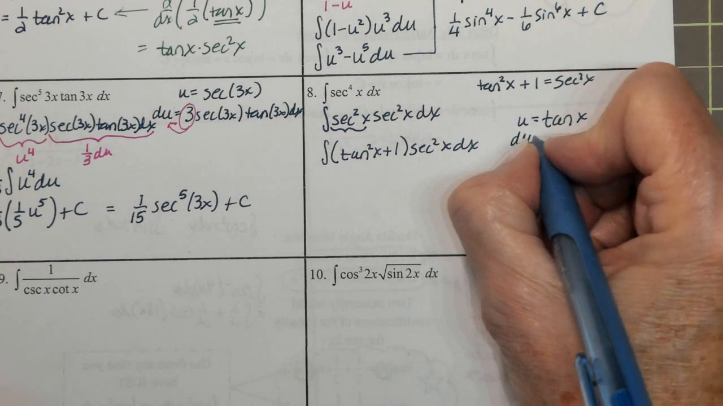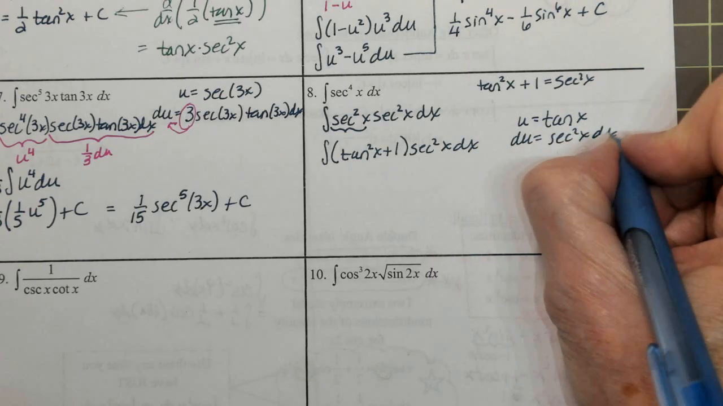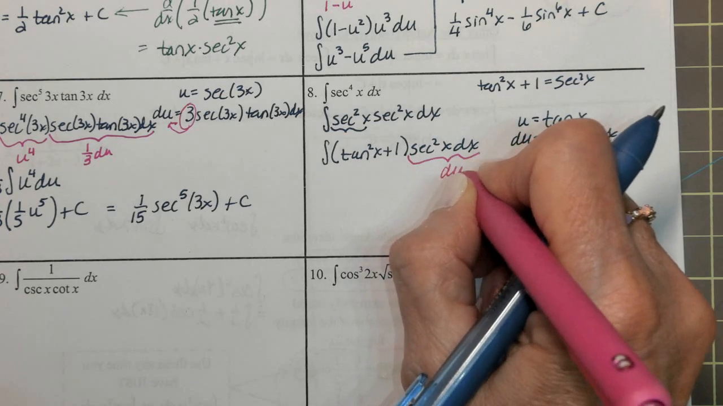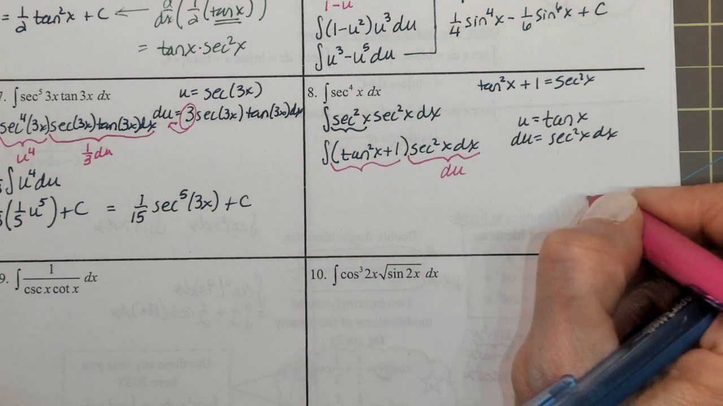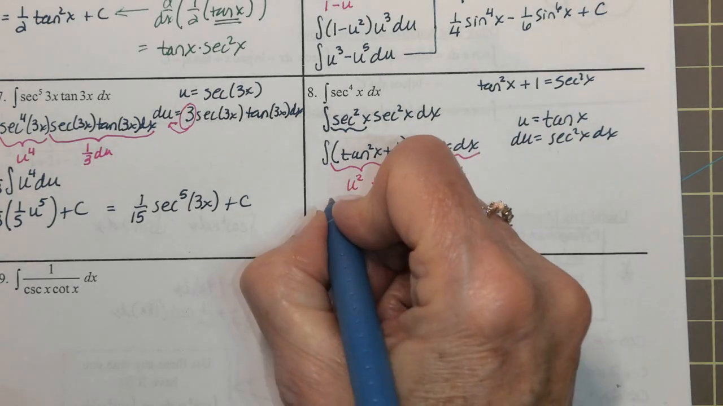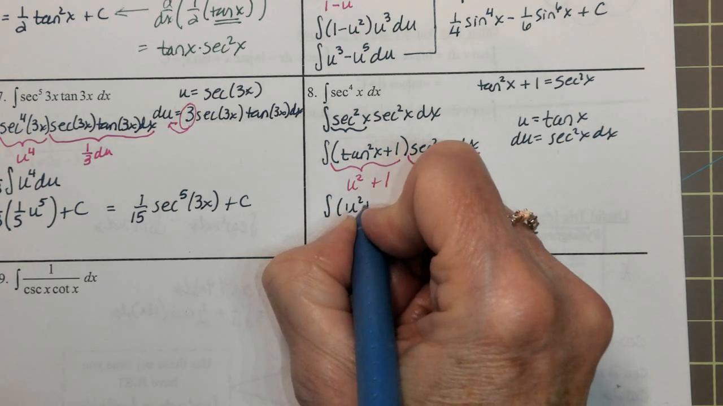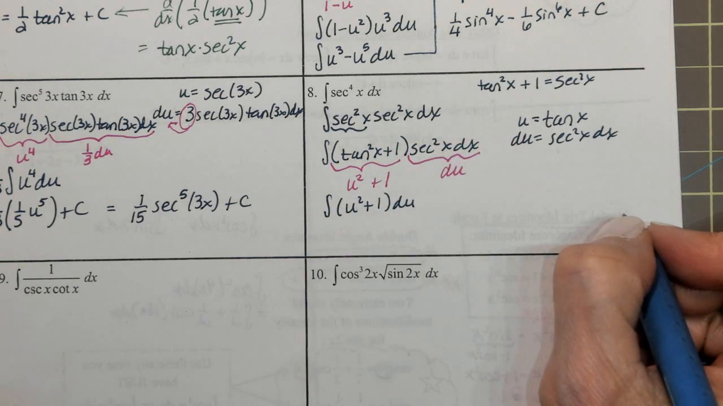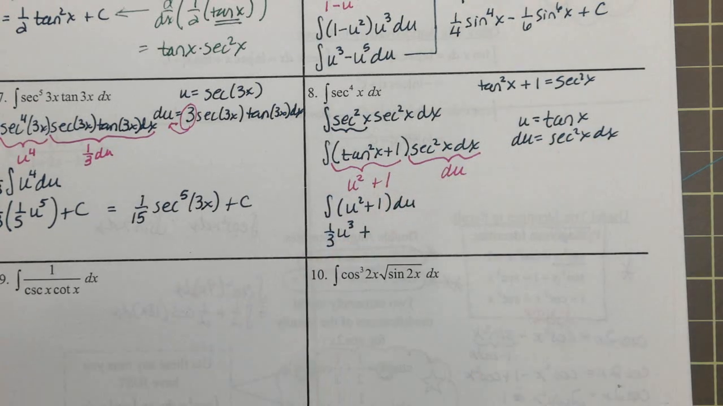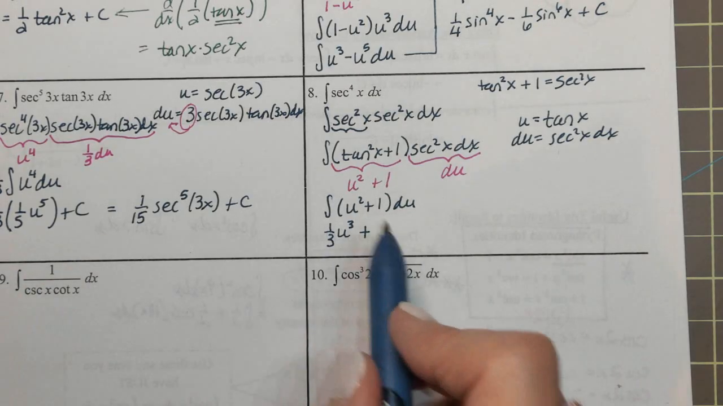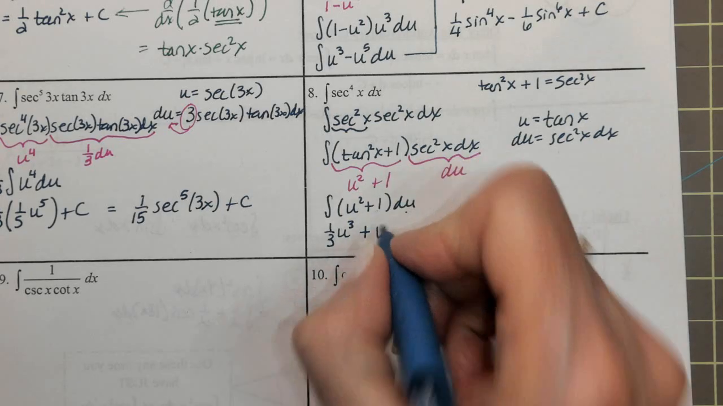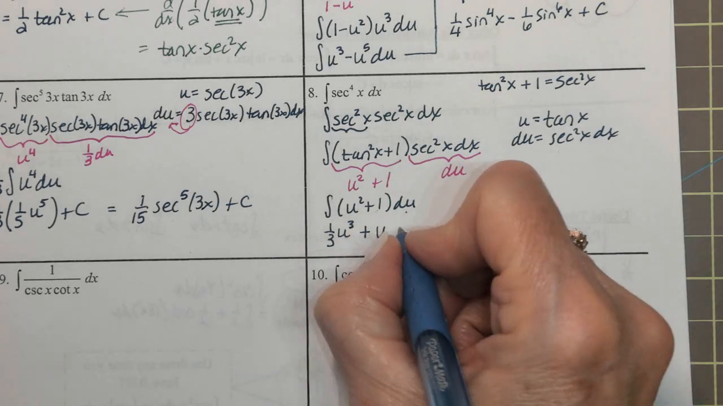And then du will be secant squared x dx, and we can replace the secant squared x dx with du, and we are replacing tangent squared x plus 1 with u squared plus 1. So our integral has become the integral of u squared plus 1 du. So 1/3 u cubed plus, be careful right here, the integral of 1 du is u, not x. All right, be careful with that.